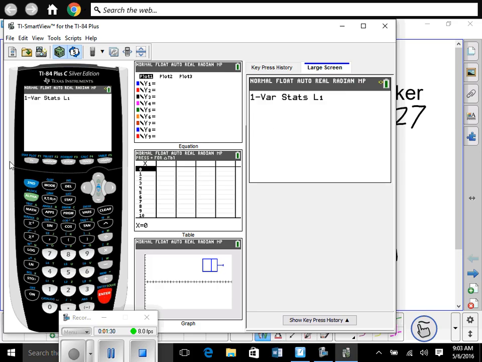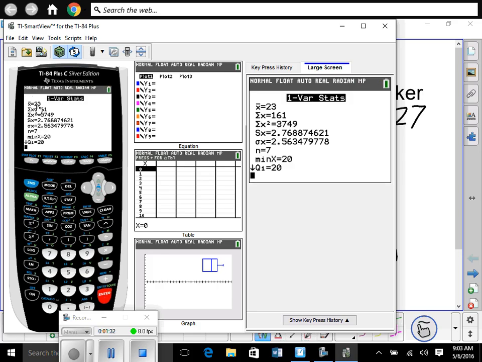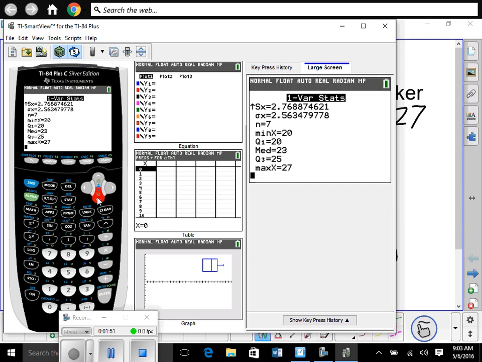a lot of information. Look, it'll give us X bar, which remember is the mean, the average. Look, it gives us sigma, which is our standard deviation. It gives us the number of terms n. It gives us our minimum value is 20, our Q1's 20, our median is 23, and our Q3 is 25. Our max is 27. So just remember that.